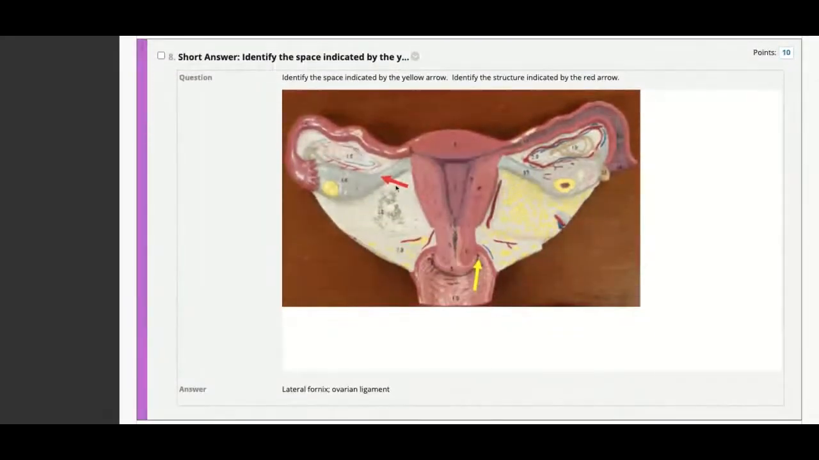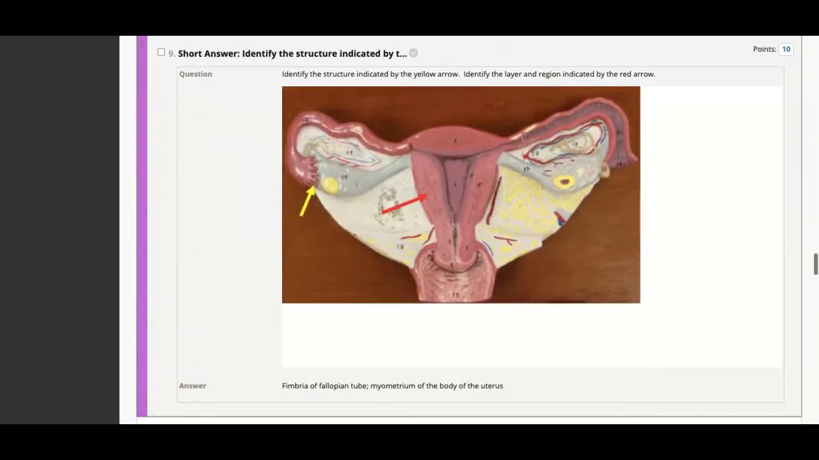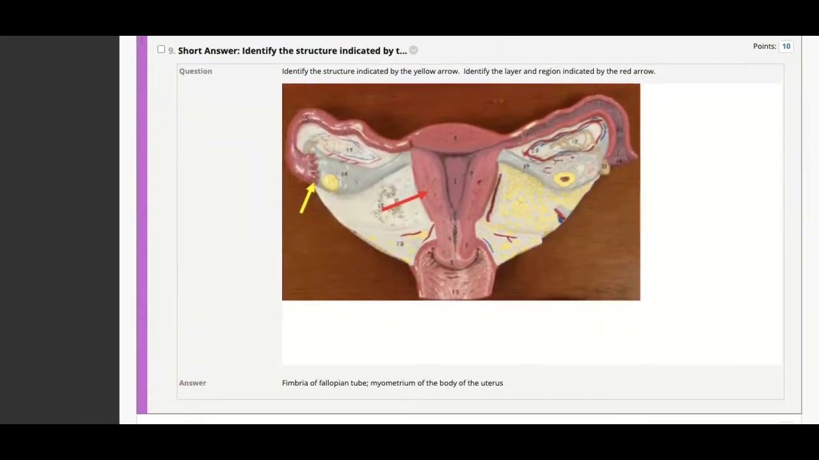Question 8 asks about the red arrow, which is the ovarian ligament, and the yellow arrow is the lateral fornix. Number 9, the yellow arrow is the fimbria of the fallopian tube, and the red arrow is the myometrium of the uterus.